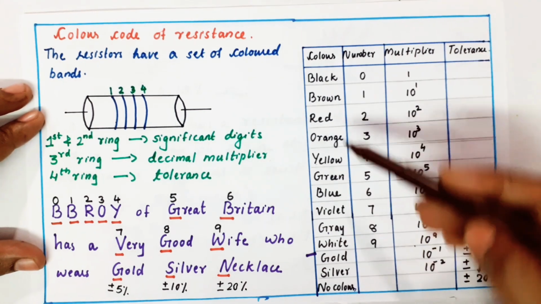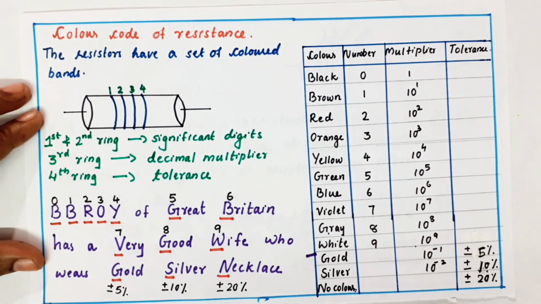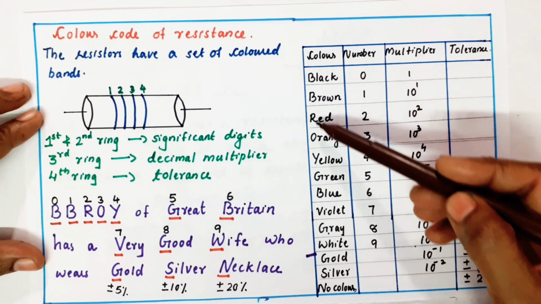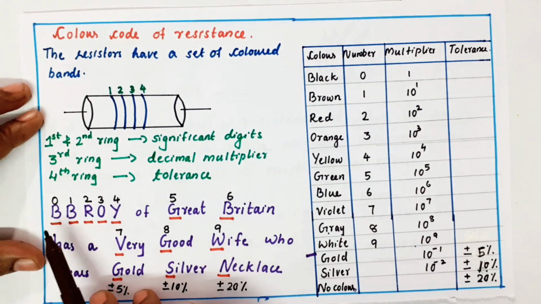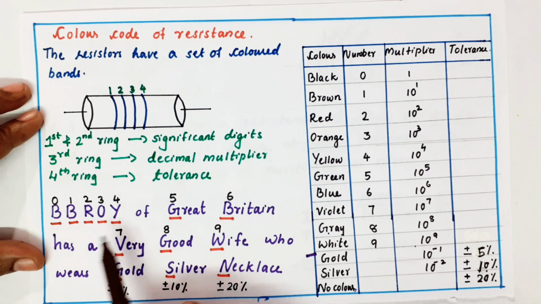How to remember these colors? For that a shortcut is there. B.B. Roy of Great Britain has a very good wife who wears gold silver necklace. You just write the first letter of all the colors as capitals here. BBROY, I've written capitals. Great G, Britain B, very V, good G, wife W. Gold and silver necklace: gold is gold only, silver is silver, necklace means no color.